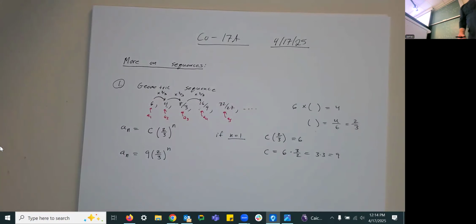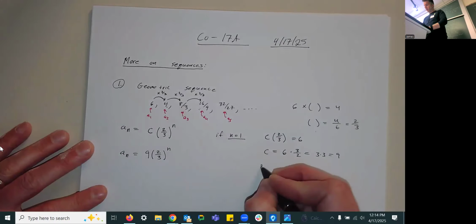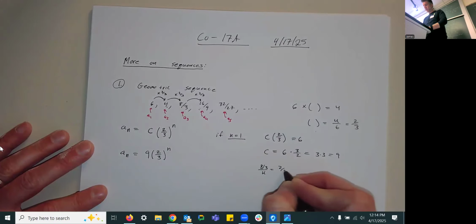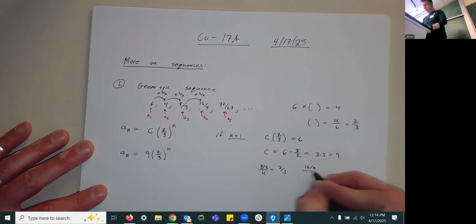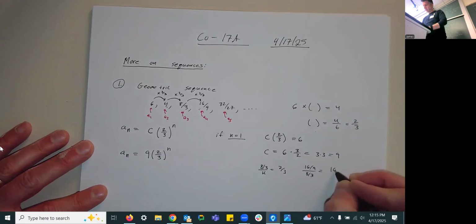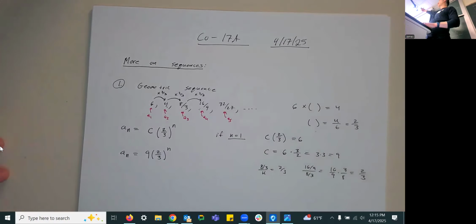Now I was able to stop there because I already knew it was geometric. If I was just trying to show it was geometric, I would probably check a couple more terms. Like 8/3 divided by 4. Oh yeah, that's also 2/3. And 16/9 divided by 8/3 is the same as 16/9 times 3/8, and yes, that reduces to 2/3. So every next term divided by each previous term should give you the same ratio if it's geometric. If you don't get that, then it's not geometric.